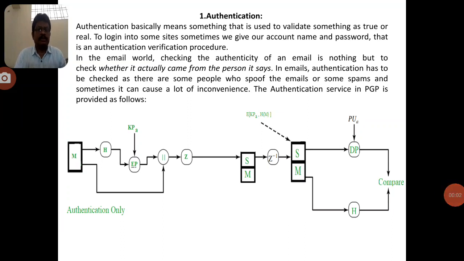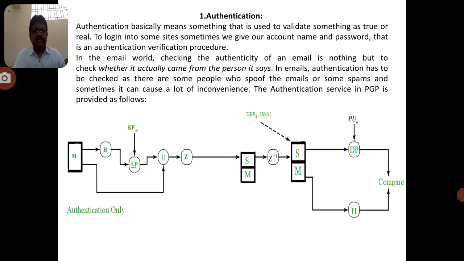Hi students, today I am going to discuss Pretty Good Privacy, PGP. This is the most important concept in network security. PGP stands for Pretty Good Privacy, which provides both confidentiality and authentication mechanisms for email security. That means it provides both authentication and confidentiality for email.